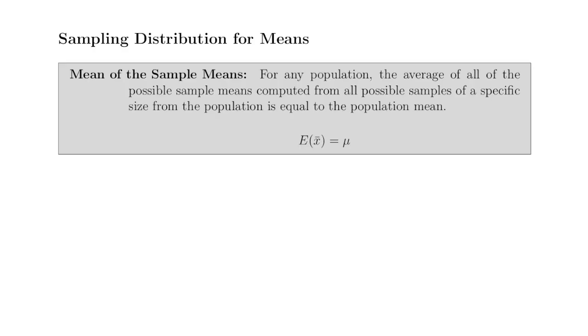And what we care about is trying to figure out some of the ways to describe it. So the first way of describing it is to figure out the mean of the sample means. If we have a sampling distribution, what is the mean of that distribution? And so here it is. For any population, the average of all the possible sample means computed from all the possible samples of a specific sample size from the population is equal to the population mean.